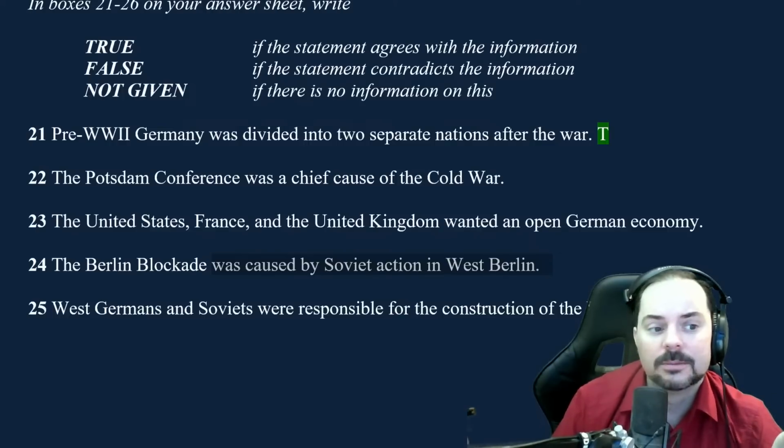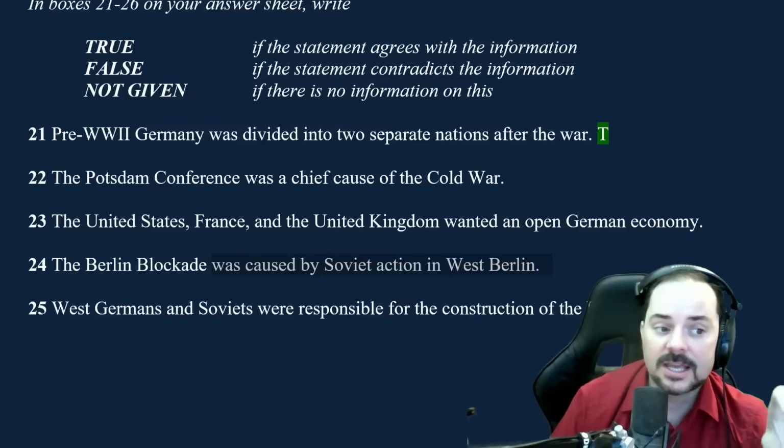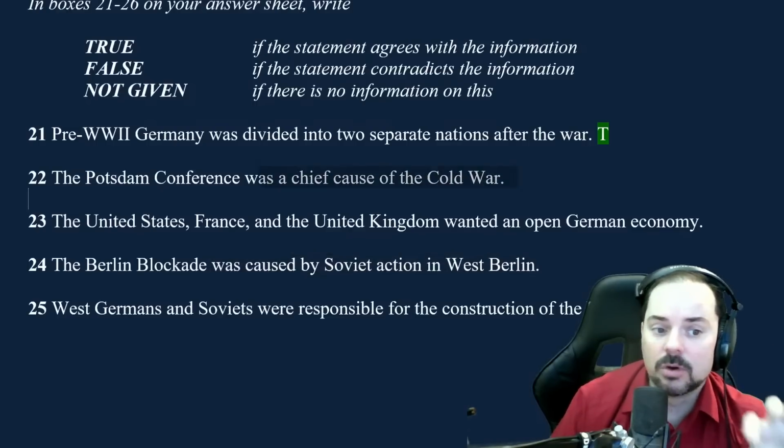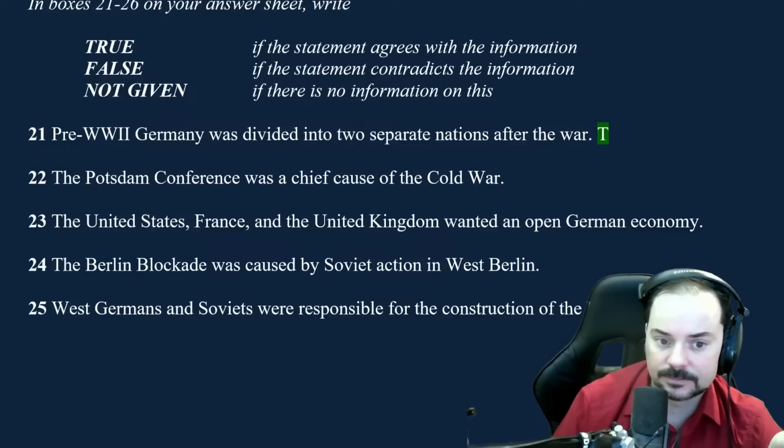You have to be like, is it important that pre-World War II Germany was divided into two separate nations after the war? Yes, that's important. It's given. Is it true or is it false that pre-World War II Germany was divided into two separate nations after the war? Yes, it's true. It was divided in 1945 in March or April or May or something that it said. So it's true. And then I go through all of them the same way. Does that make sense? Yes, sir.